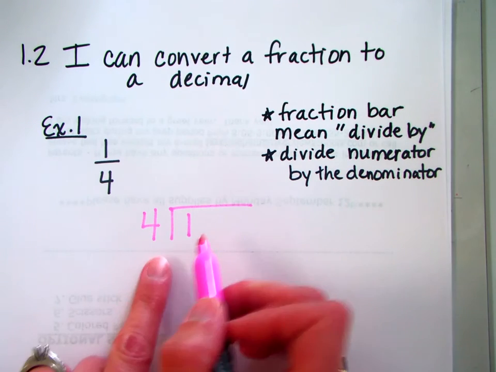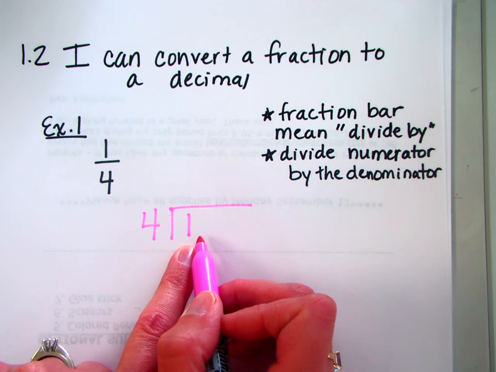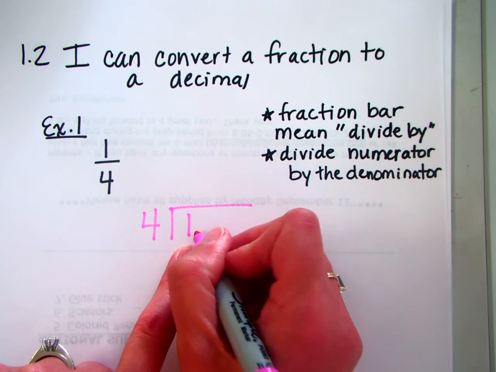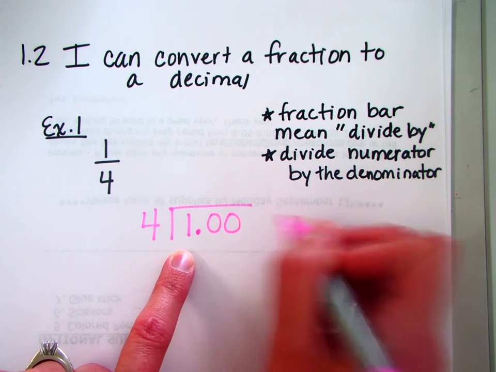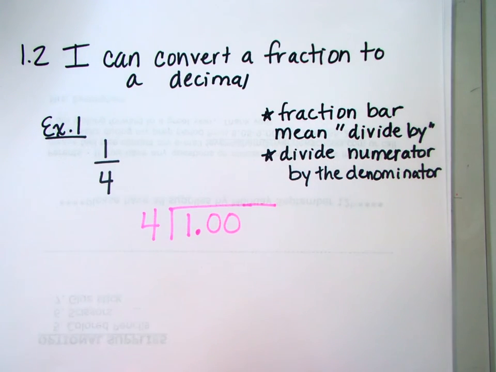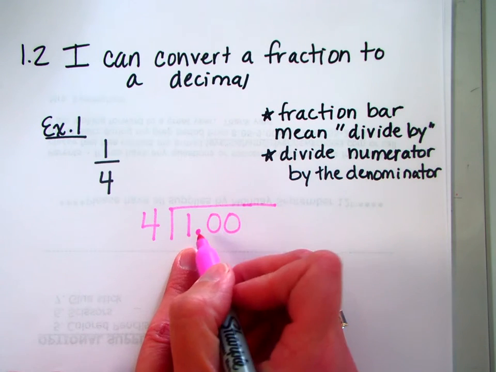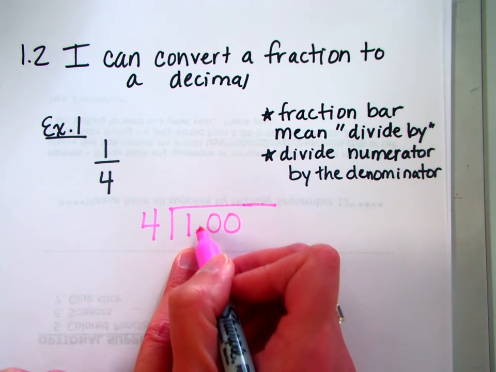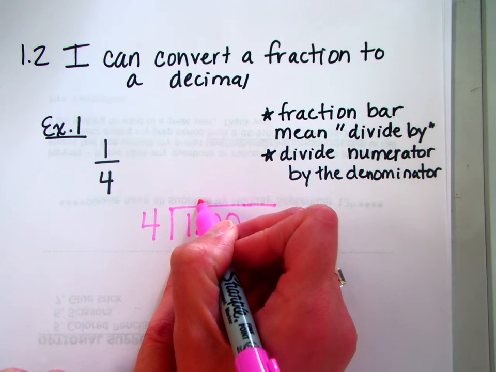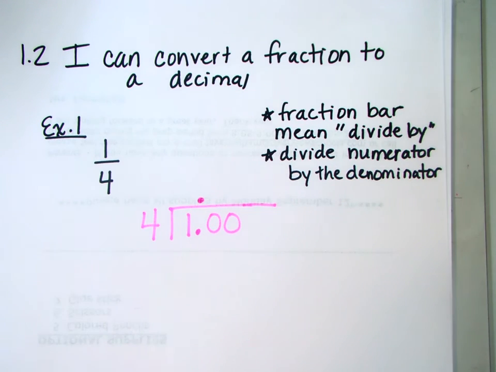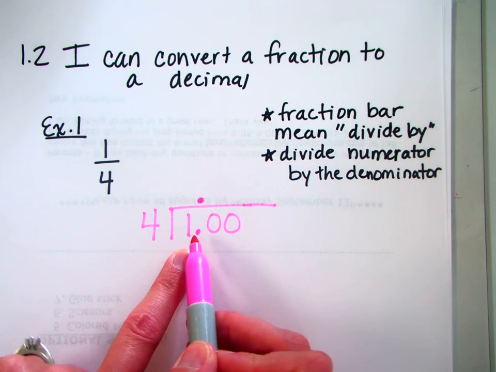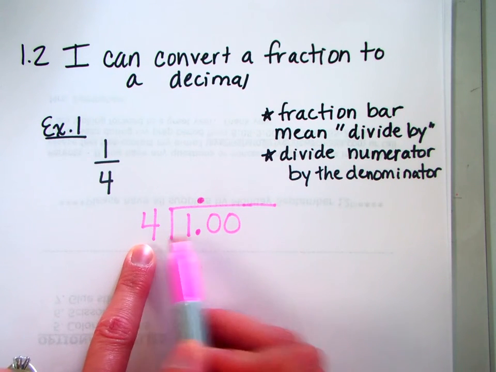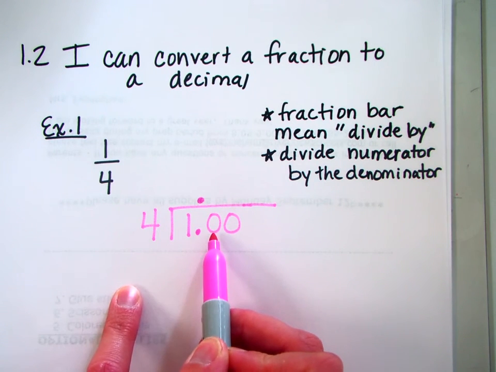All right, so once we set this up, we want to place our decimal after the 1, and then we're going to have to add some zeros. And it's important to keep it lined up. You're also going to bring your decimal up here and place your decimal. And then we can do our long division here. Does 4 go into 1? No. But we can go to the next one here. Does 4 go into 10? 2 times.